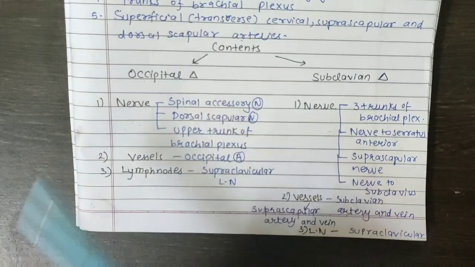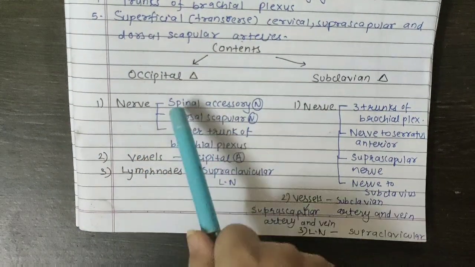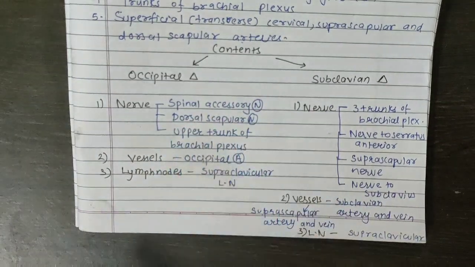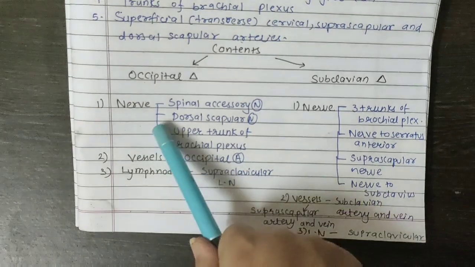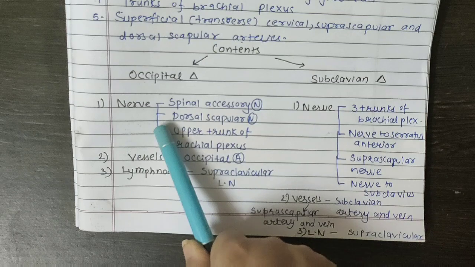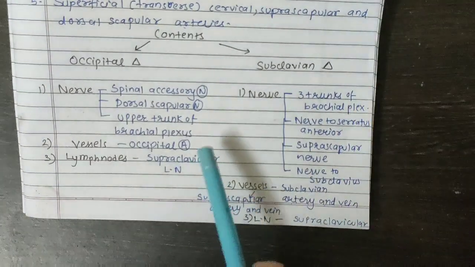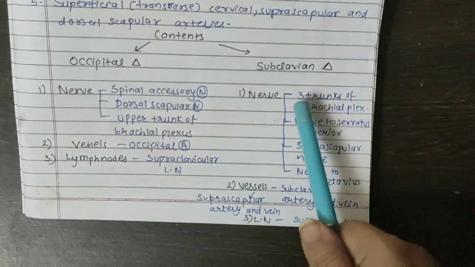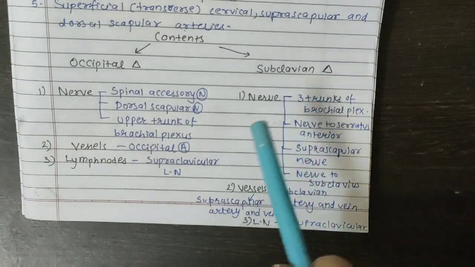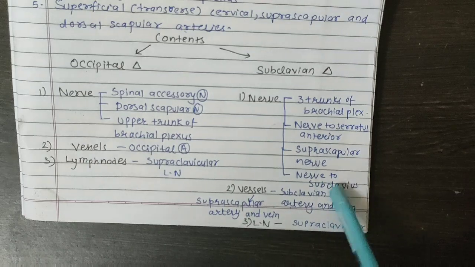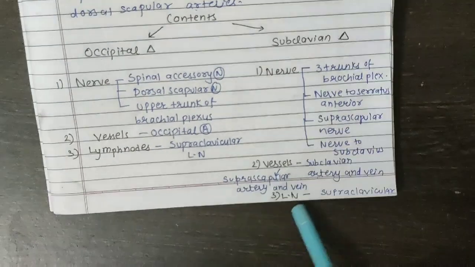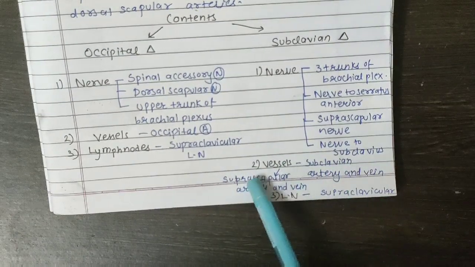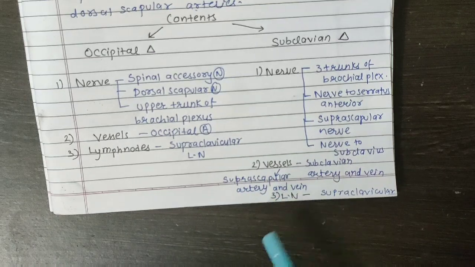Now the contents of the occipital triangle. Nerves: spinal accessory, dorsal scapular, upper trunk of the brachial plexus. Vessels: occipital artery. Lymph nodes: supraclavicular lymph nodes or occipital lymph nodes, and here you can also mention the other nerves that I have told you, right? In the subclavian triangle, you have 3 trunks of the brachial plexus, that is upper, middle and lower. Nerve to serratus anterior and nerve to subclavius are coming from Erb's point, and the suprascapular nerve, okay? And the vessels: subclavian artery and vein, suprascapular artery and vein, and the lymph node is the supraclavicular lymph node. So this is it.